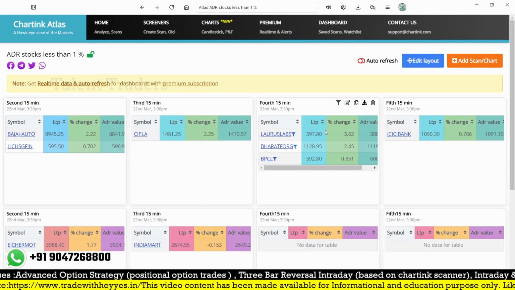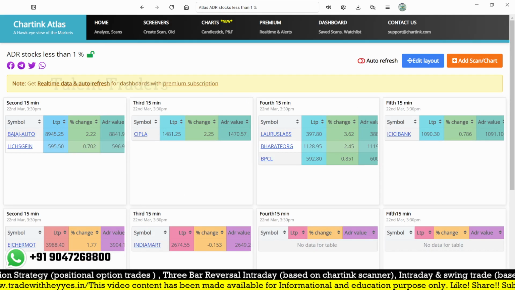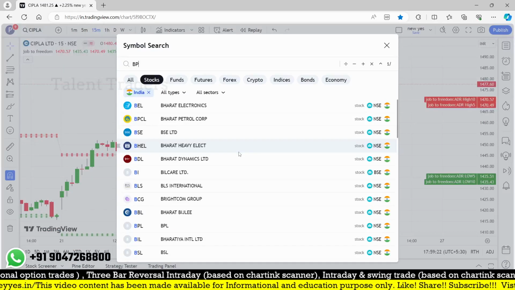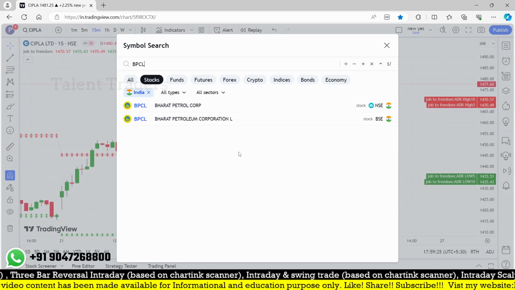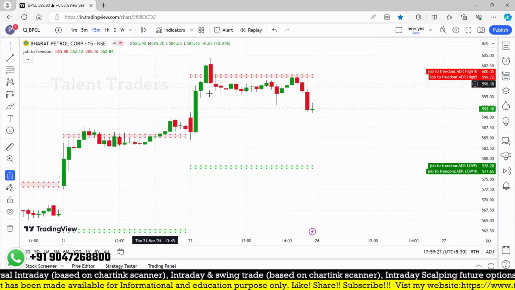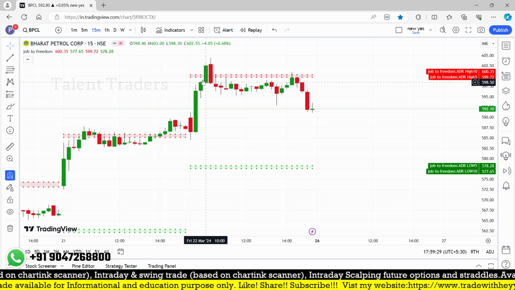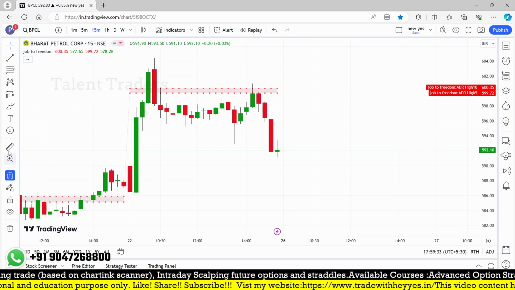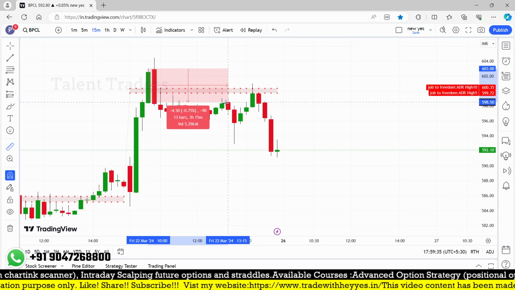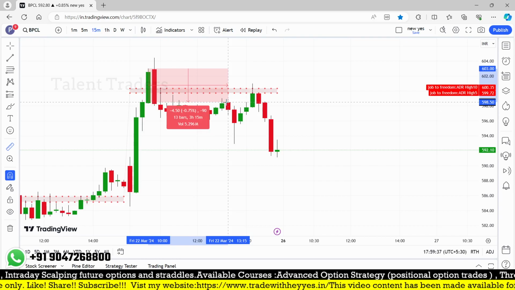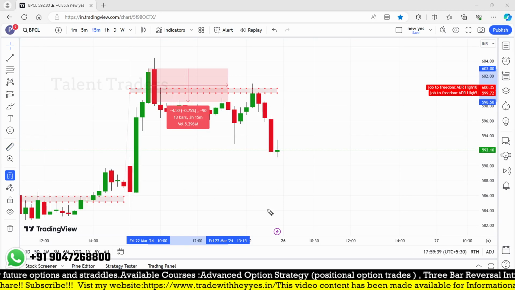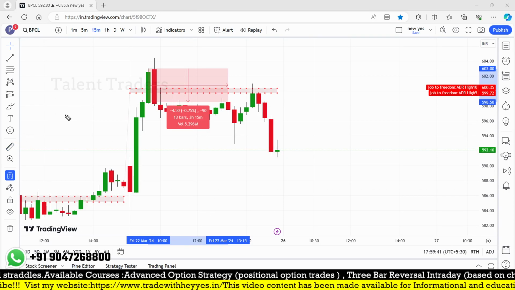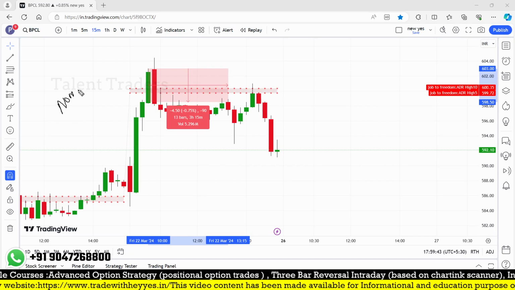So here on the fourth 15 minutes, Lara, BPCL, Bharat Forge are the stocks. Let's look at BPCL. Here, this is a failure trade. Hope you agree. So this is a failure trade. It's less than 1%. So even if this trade fails, it's still available in this list. That is what we said: non-repaint scanners.